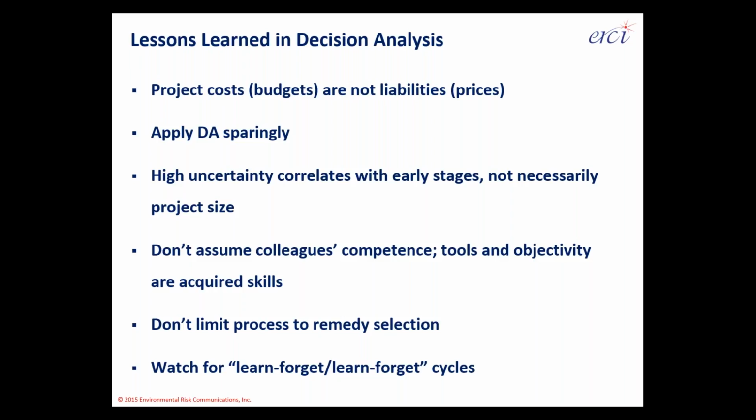But finally, don't limit your process to just remedy selection. When you frame a liability, construct an influence diagram, remember that the liability, the problem, is not the solution exclusively. And then watch out for learn, forget, learn, forget, learn, forget. That's a Darwinian metronome that's out there waiting for all of us. We're all going to forget everything eventually, especially if we don't have things documented. Organizations in general are very good at forgetting things.